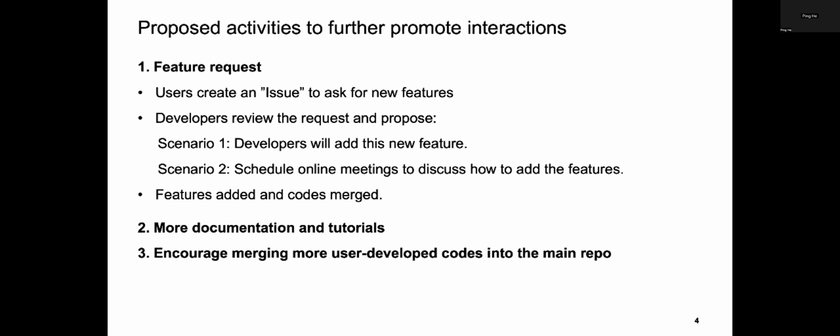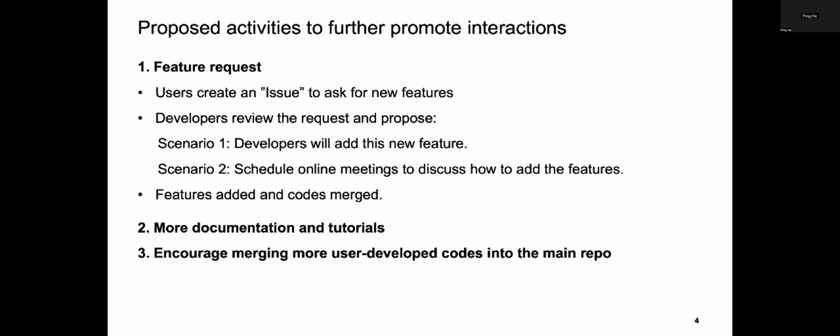In the second scenario, the feature involves more development, and most likely we will not be able to implement it ourselves. So we can schedule some online meetings and discuss how to add the feature. For example, if you want to add new design variables, we can have meetings and show you what you need to do, and then we can have multiple meetings to review your developments. This is the second scenario.